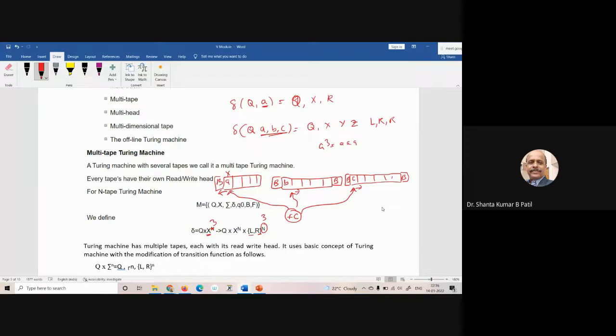In the case of multiple tapes, if 3 tapes are there, n value is 3. So even for left and right, directions are also 3 directions. That's what it is, L comma R power n, where n is 3. Maybe it is left, right, like that. So this is regarding the multi-tape Turing machine.